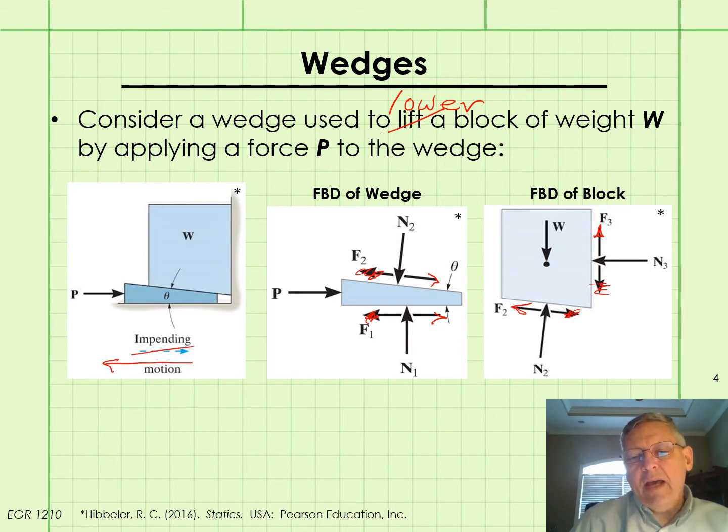Another case is that the wedge is known to be what is called self-locking. In other words, there's no force P required to hold the wedge in place. The frictional forces alone will hold it in place. And then the problem becomes finding the value of P that acts to the left required to unlock the wedge and allow motion to occur, thereby lowering the block.